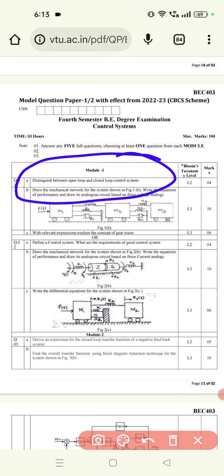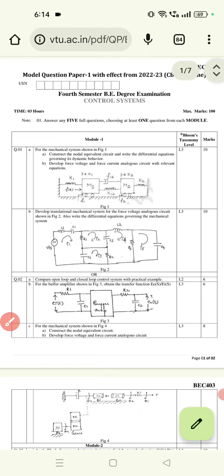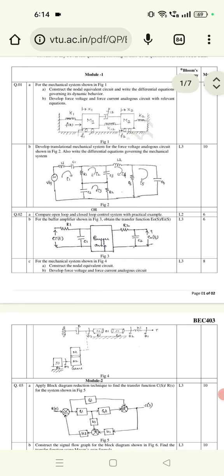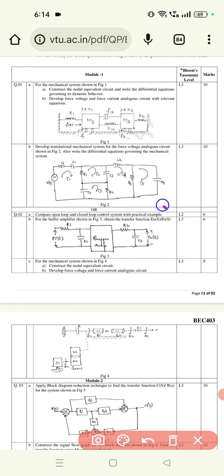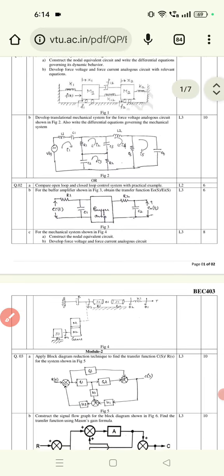And one more is about the difference between the open loop and the closed loop system. That is one more likely question which is going to be asked. You can see in both the papers it is there, right? So I will say that these two types of questions will be there in your main examination, under the first or the second question.